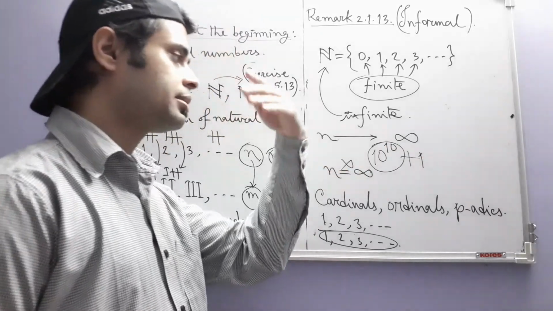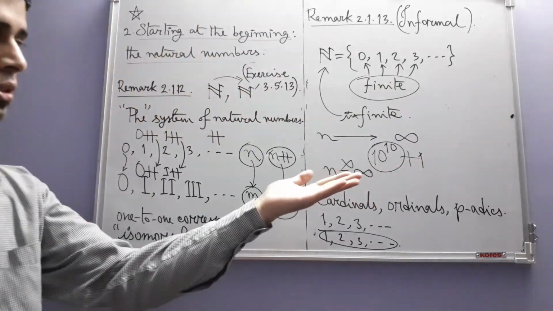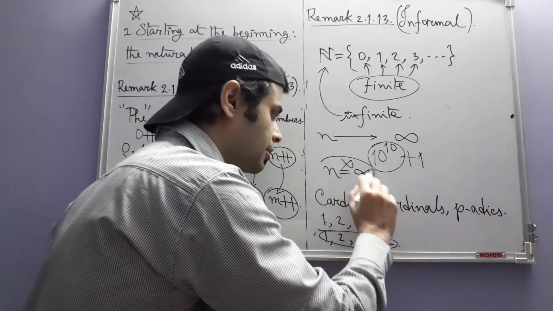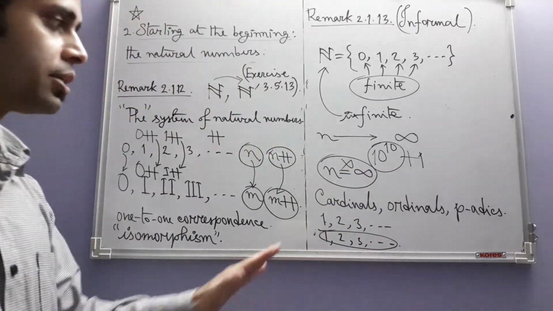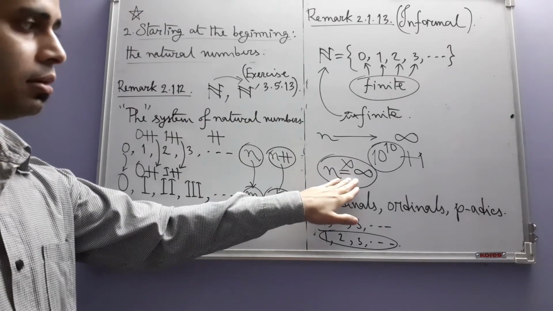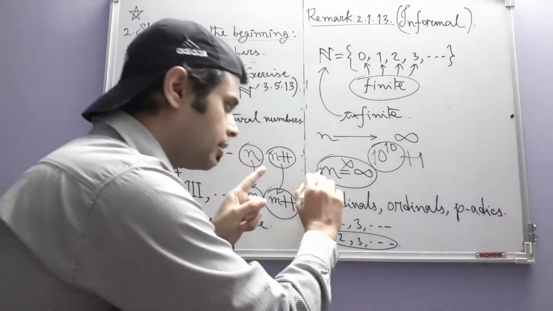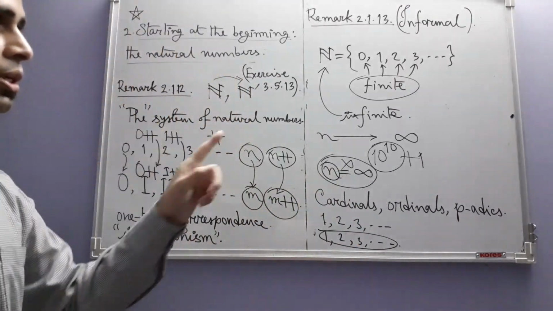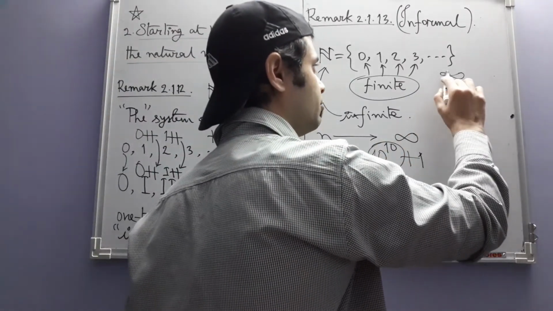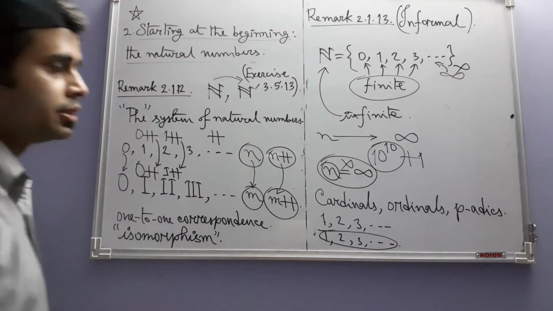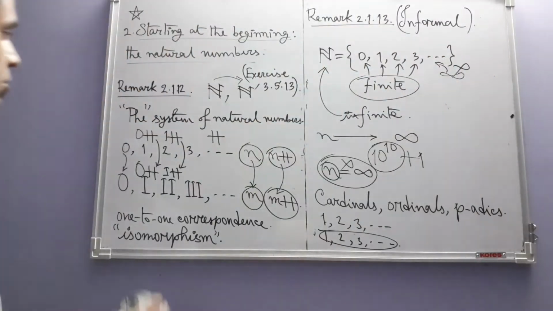Approach infinity in the sense that they can grow without bounds, but they can never be equal to infinity. This has to be kept in mind, okay? In no calculation shall we ever consider n to be infinity when n is a natural number. Infinity is not an element of N. Okay, so this is remark 130.